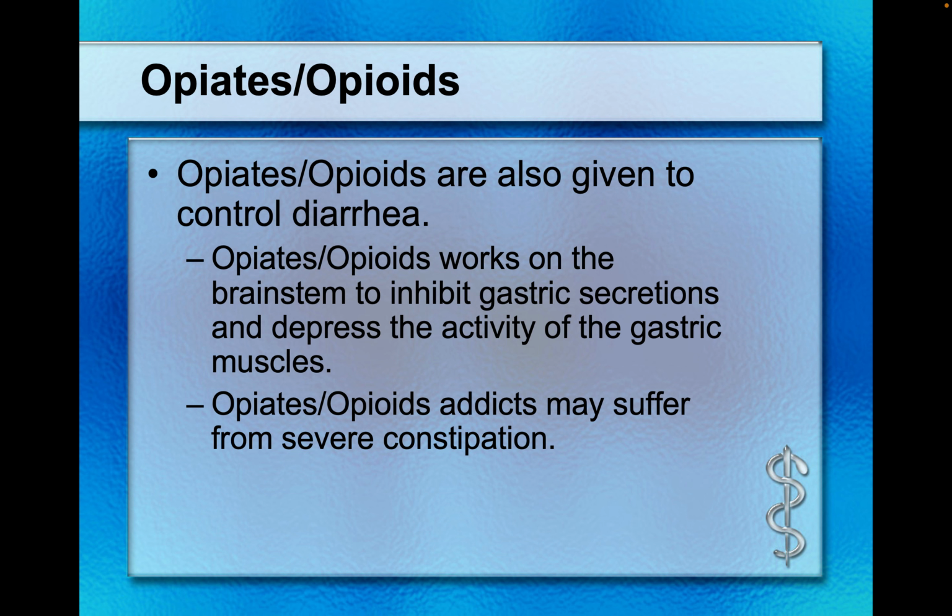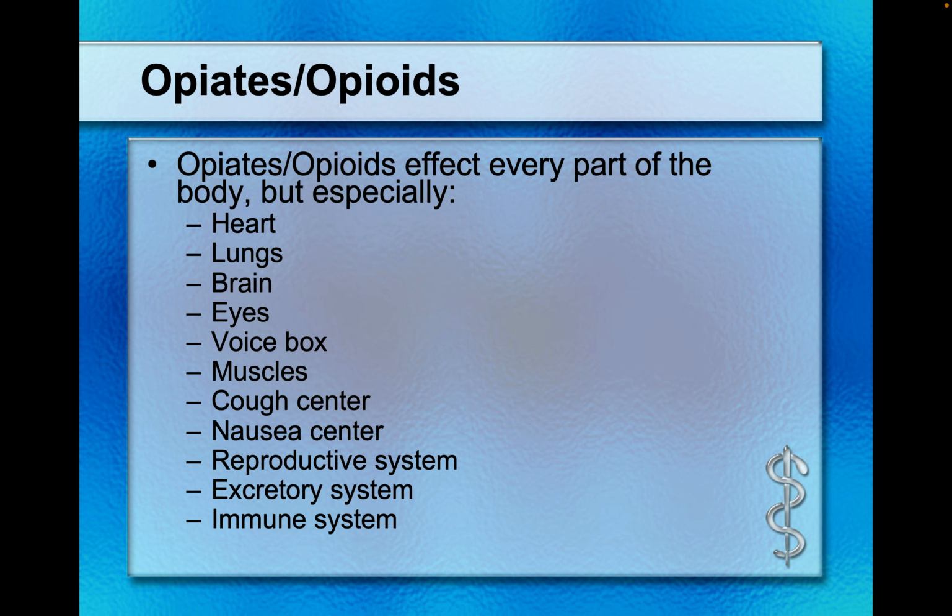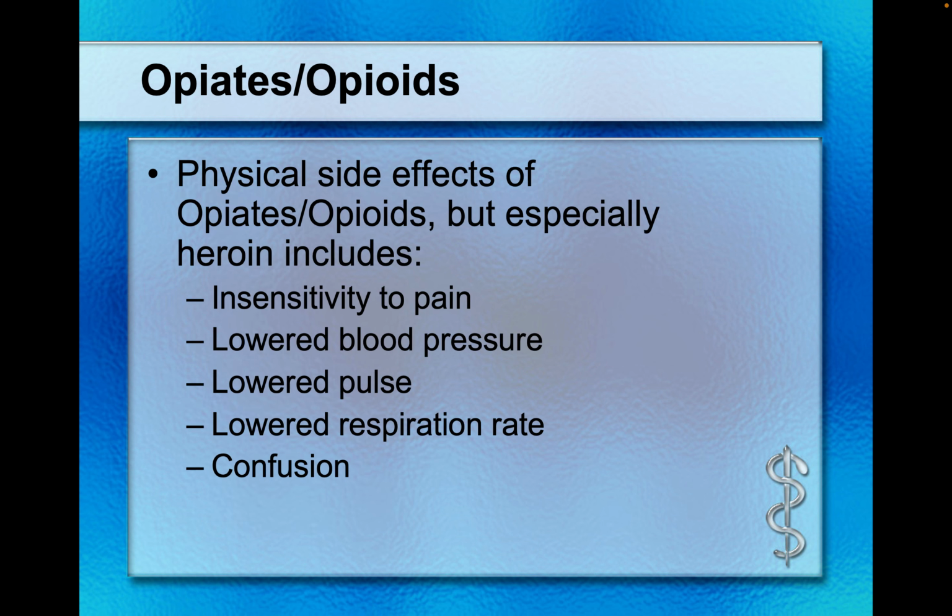Opioids are also given to control diarrhea. Opioids work on the brainstem to inhibit gastric secretions and depress the activity of the gastric muscles. Opioid addicts may suffer from severe constipation. Opioids affect every part of the body, but especially the heart, the lungs, the brain, the eyes, the voice box, the muscles, the cough center, the nausea center, the reproductive system, the excretory system, and the immune system.